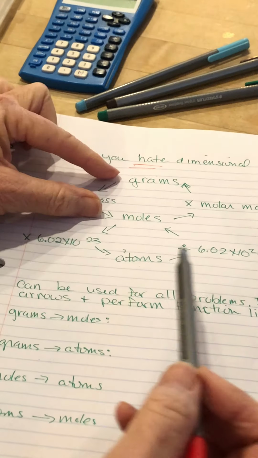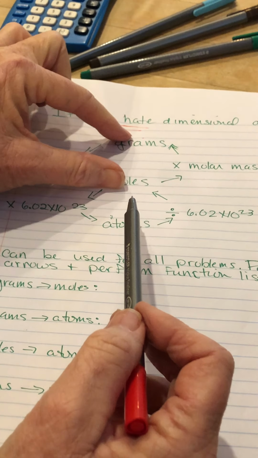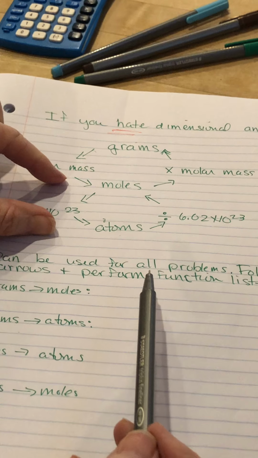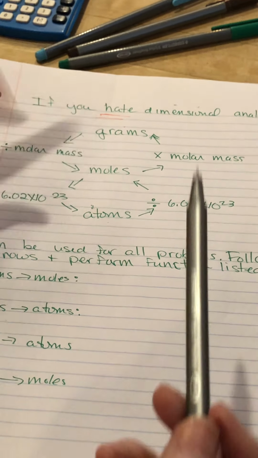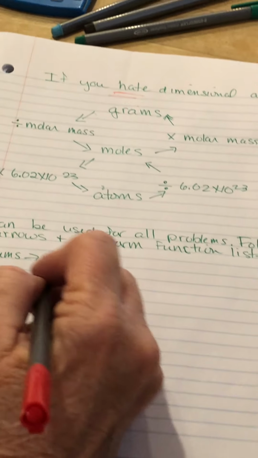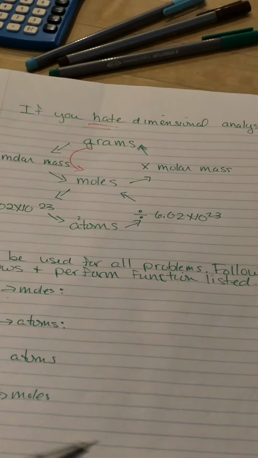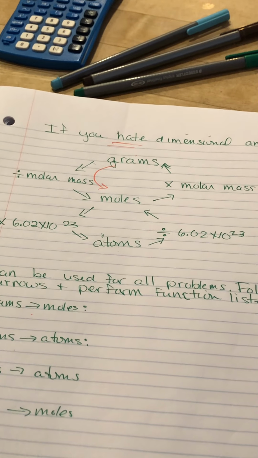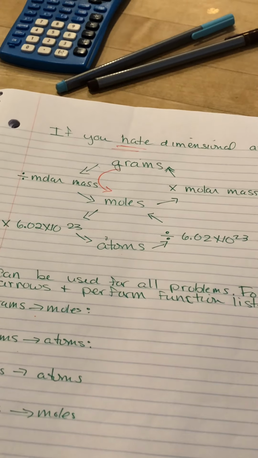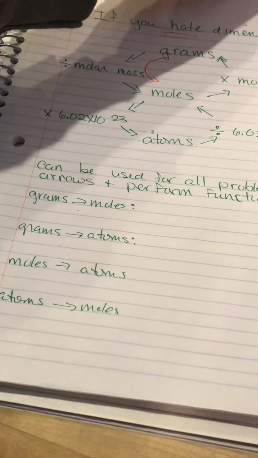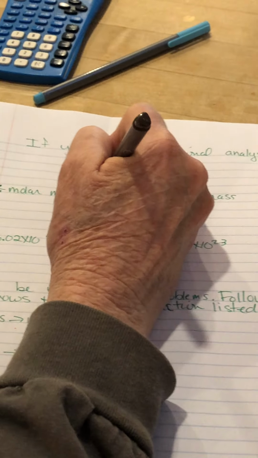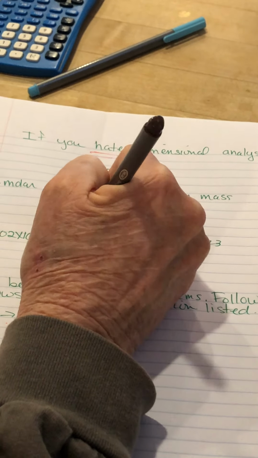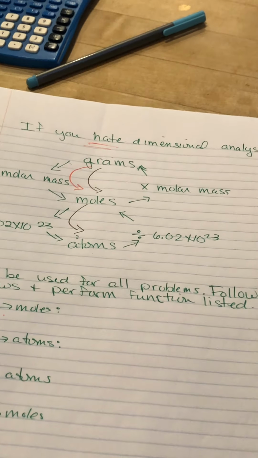So you can use it for this part, just going back and forth from grams to moles. You can use it for this part, moles to atoms. You can use it for the whole thing, grams to moles to atoms, atoms to moles to grams. So let's see, if we want to go from grams to moles, we're just going to do this part right here. That little bitty bit. We're going to divide by the molar mass. If we want to go from grams to atoms, we're going to have to go from grams to moles and then moles to atoms. We're going to have to do both of them.